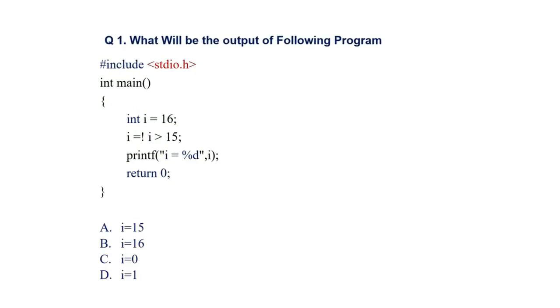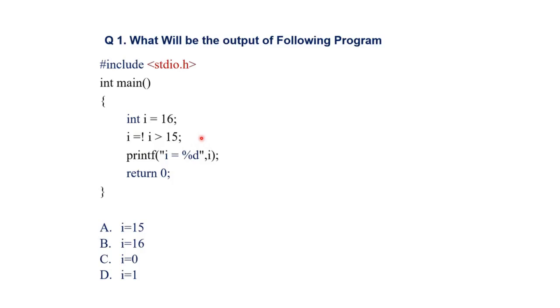Here in this program, an integer variable i is declared and initialized with the value 16. The next statement is an assignment statement where two operators are used. The first one is the logical NOT operator and the second one is the relational operator. While evaluating such an expression, I recommend you refer to the chart of operator precedence, where you will get the order of precedence of all the operators.